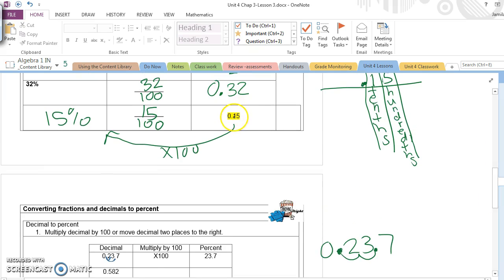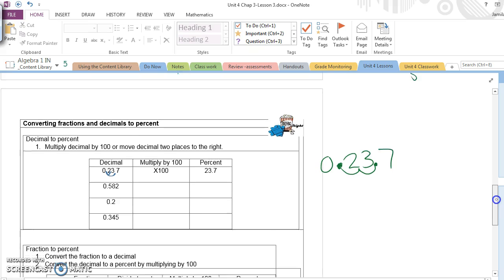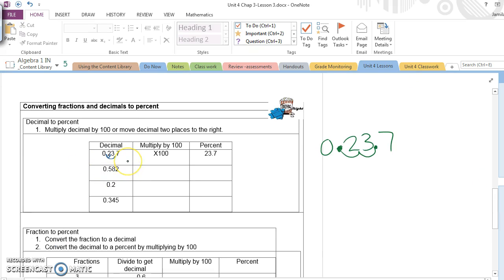Same thing I did here. I took the decimal 2 places to the right. That's how you get 15%. Okay, so let's take a look at the next one.